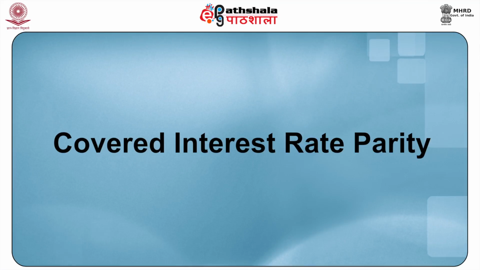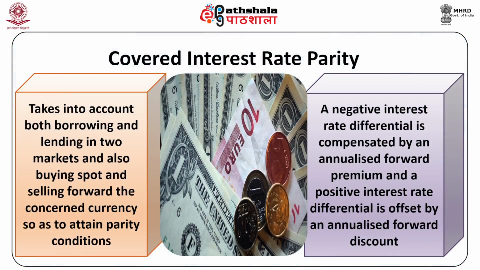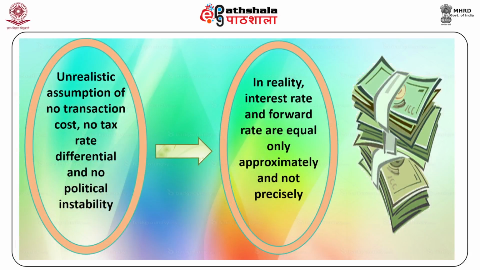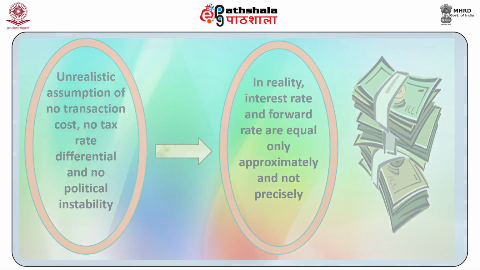Covered interest rate parity. It takes into account both borrowing and lending in two markets and also buying spot and selling forward the concerned currency so as to attain the parity condition. In other words, a negative interest rate differential will be compensated by an annualized forward premium. Similarly, a positive interest rate differential is offset by an annualized forward discount. However, in reality, interest rate and forward rate are equal only approximately and not precisely. This is due to the unrealistic assumption of no transaction cost, no tax rate differential and no political instability.